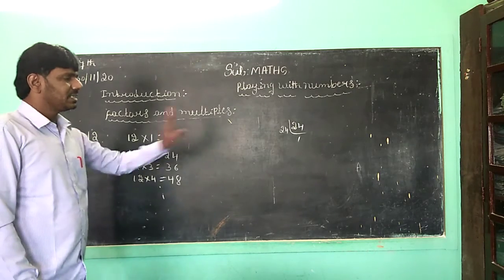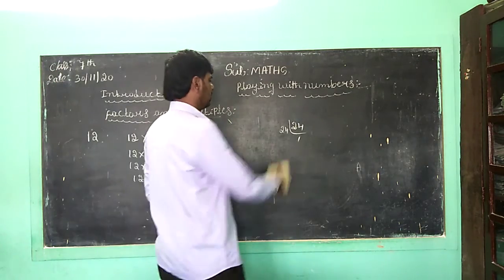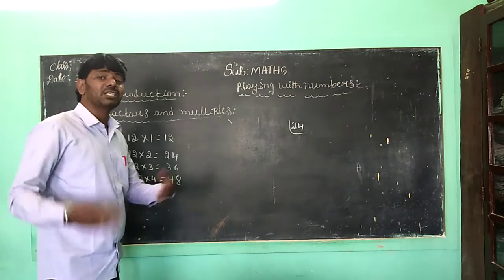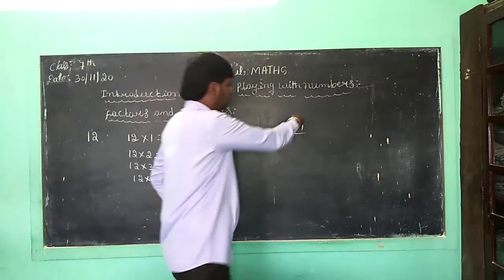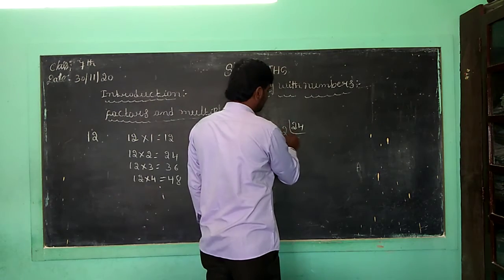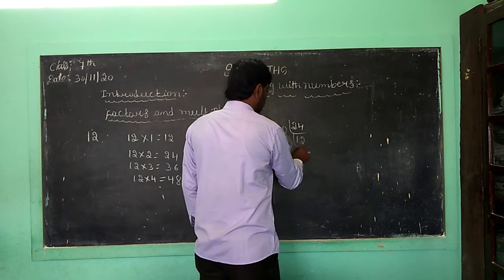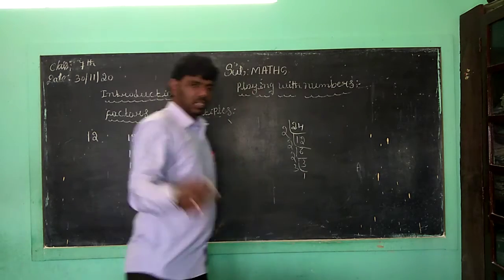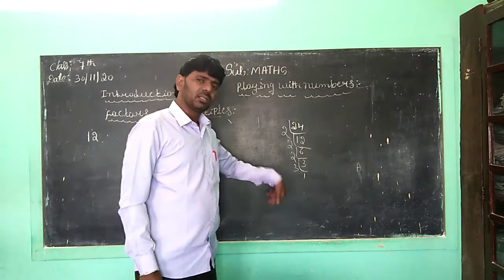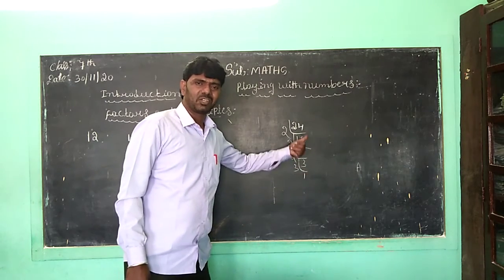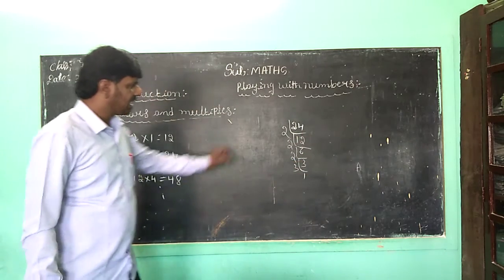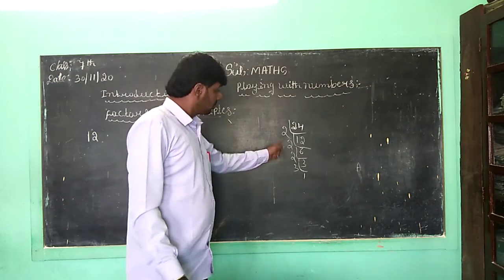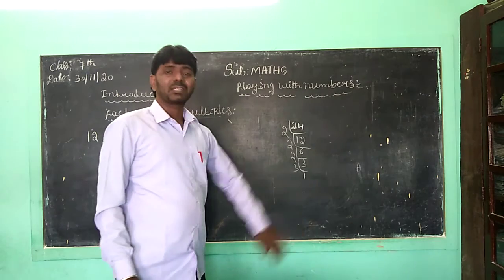So factors are limited. Suppose we take 24. Here the factors are limited, and multiples are not limited; they are infinite. So we write the factors of 24. 2 times 12, 2 times 6, 2 times 3, and 3 times 1. The factors of 24 are 1, 2, 3, 6, 12, 24. Correct, children? And 4 also, because 2 times 2 is 4, 4 times 2 is 8. These are all the factors of 24.